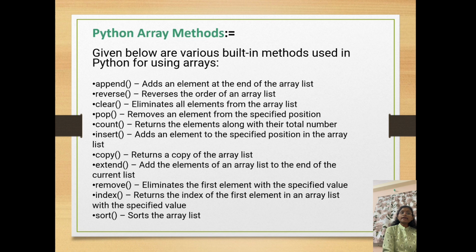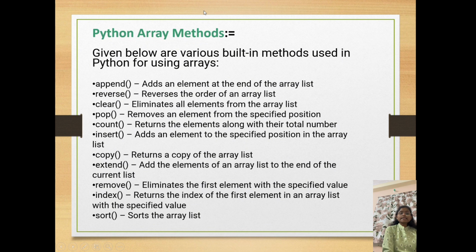Append. Adds an element to the end of the array list. Reverse. Reverses the order of an array list. Clear. Eliminates all elements from the array list. Pop. Removes an element from the specified position. Count. Returns the total number of occurrences of an element. Insert. Adds an element at the specified position in the array list.